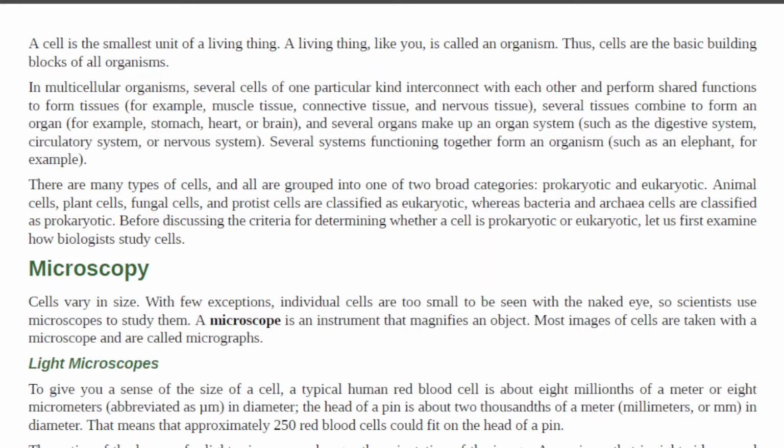There are many types of cells, and all are grouped into one or two broad categories: prokaryotic and eukaryotic. Animal cells, plant cells, fungal cells, and protist cells are classified as eukaryotic, whereas bacteria and archaea cells are classified as prokaryotic. Before discussing the criteria for determining whether a cell is prokaryotic or eukaryotic, let us first examine how biologists study cells.